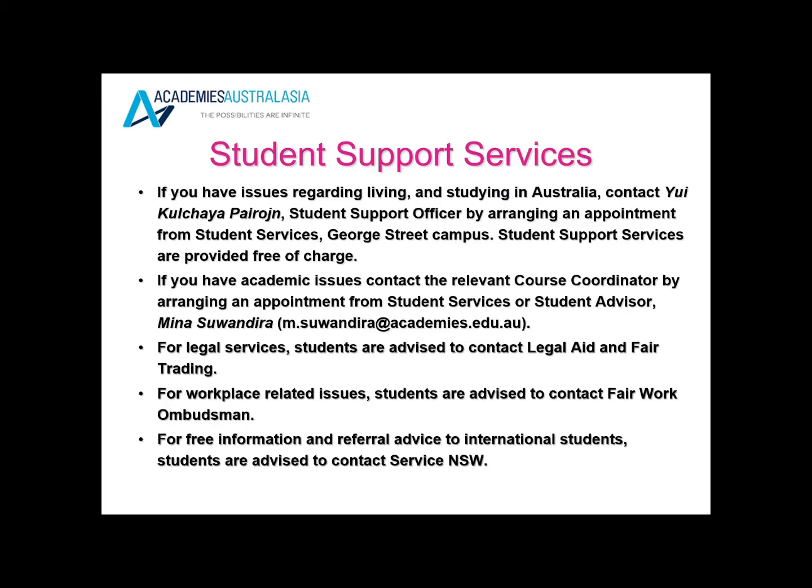Academies Australasia also offers a free student support service. This is a support service for students that relates to non-academic concerns or issues. If you have any issues regarding living or studying in Australia, or have any personal issues or work issues, you can contact us by arranging an appointment with Student Services at George Street campus, and we will be able to give you some more information on what you can do.